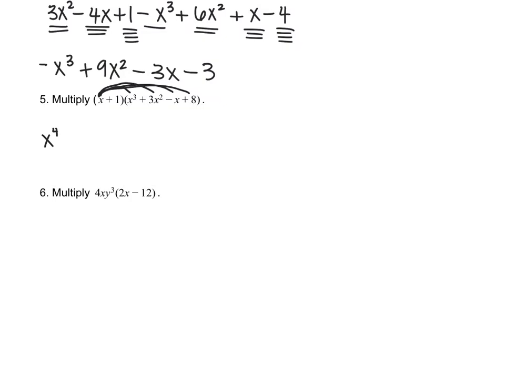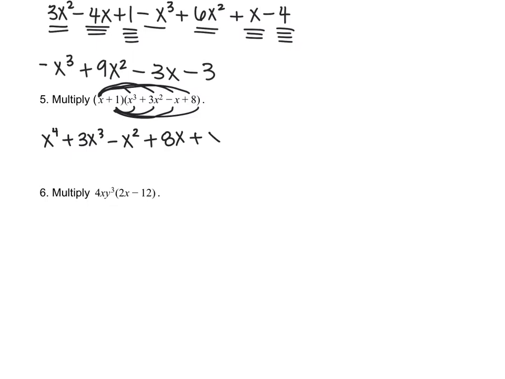And there's an invisible 1 in the exponent of the x. And then x times 3x squared is 3x cubed. x times negative x is negative x squared. And x times 8 is 8x. Now we're going to do the same thing with the 1. We're going to multiply it to everything.